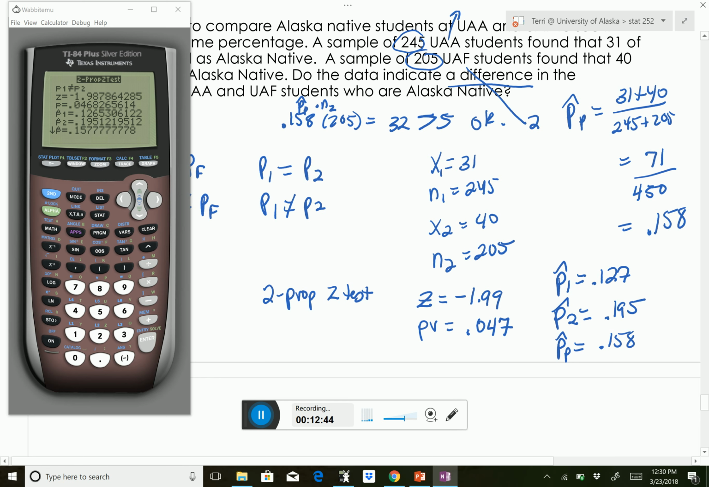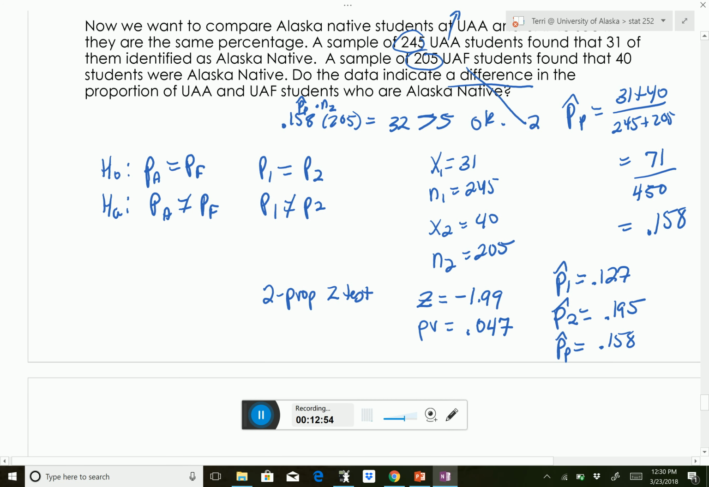So that's my pooled P hat. It actually gives me a lot of things. If I scroll down here, it'll give me more. Gives me my N1 and N2 again. Gives me lots of good information. Okay, so here's our P value. So based on our P value, what would you do with this? At the 5% significance level, I didn't say. So if it doesn't say, we're going to use 5% significance level.